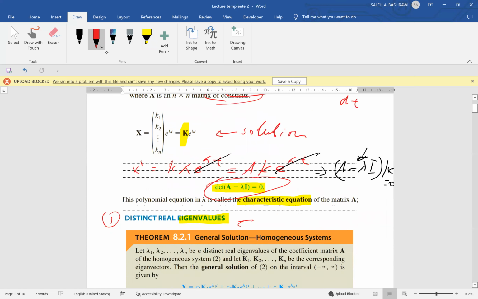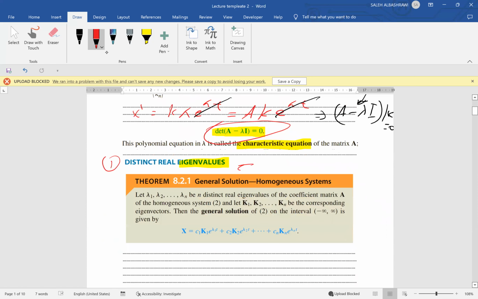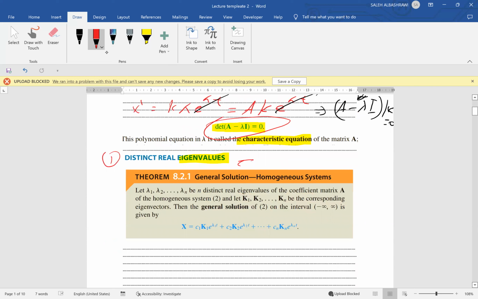Suppose that we have lambda 1, lambda 2, up to lambda sub n, n distinct real eigenvalues for the coefficient matrix A. Then for each eigenvalue, we have an eigenvector. Then we have k sub 1, k sub 2, up to k sub n as the corresponding eigenvectors. Again, the eigenvector is the vector that satisfies this equation.